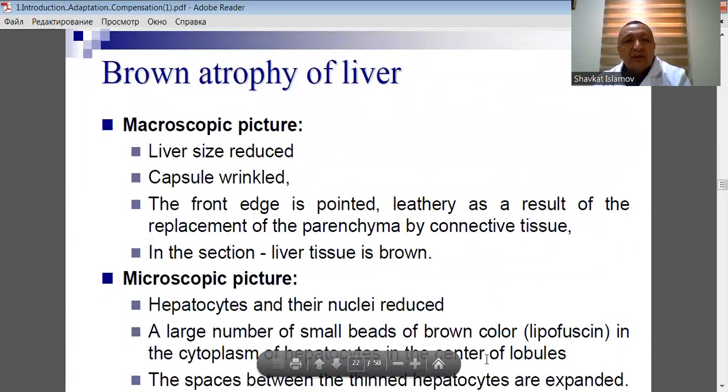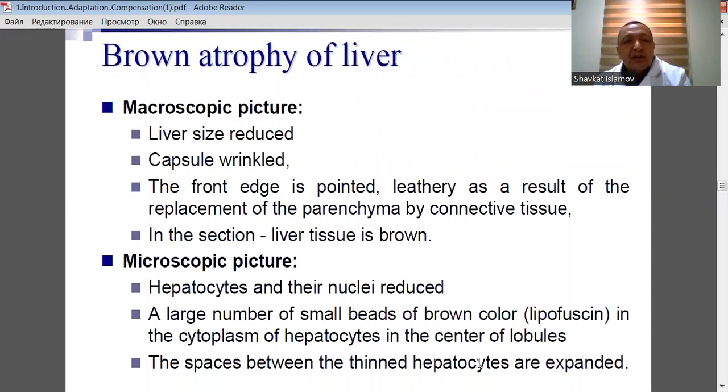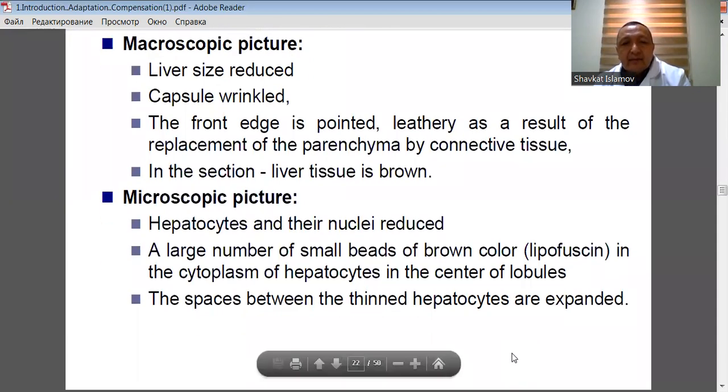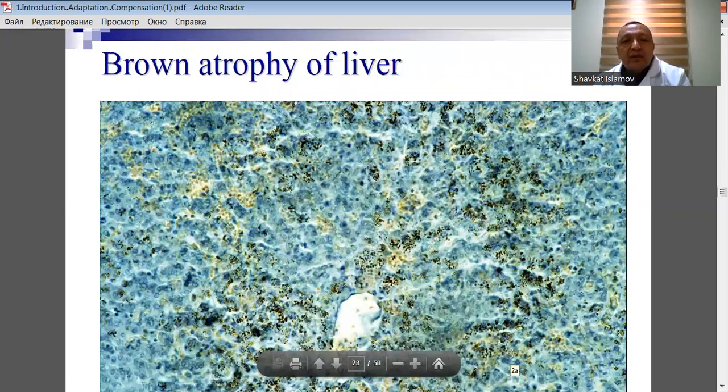Brown atrophy of liver, macroscopic picture: liver size reduced, capsule wrinkled, the front edge is pointed as a result of the replacement of the parenchyma by connective tissue; in section, liver tissue is brown. Microscopic picture: hepatocytes and their nuclei are reduced, a large number of small brown granules in the cytoplasm of hepatocytes in the center of the lobule. The space between the tiny hepatocytes is expanded. Brown atrophy of liver.